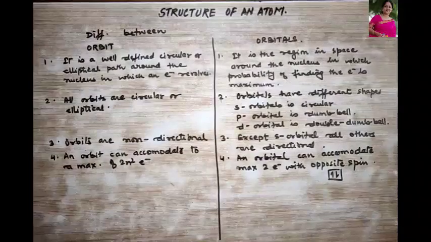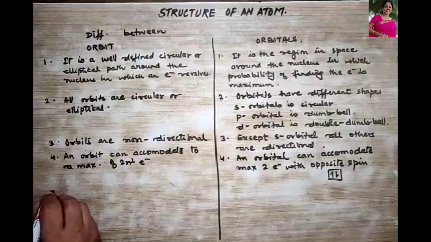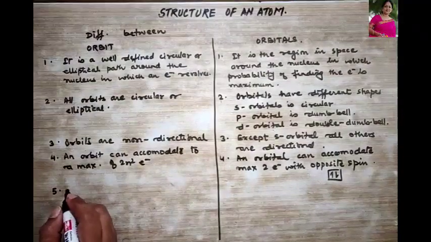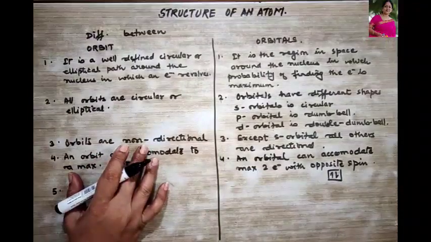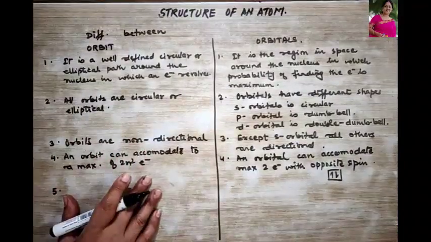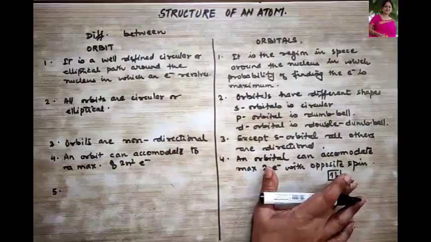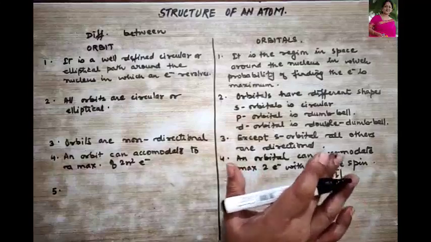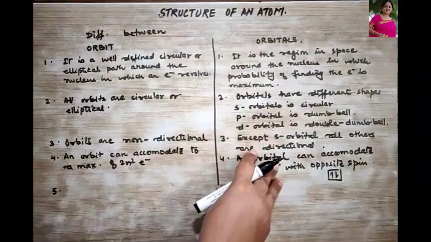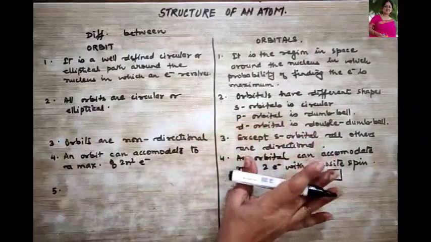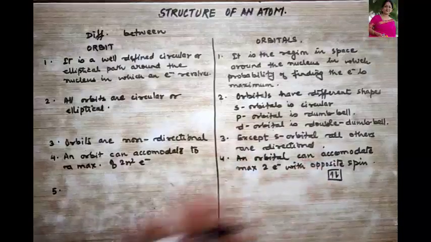So it can be shown like this. If you have seen it somewhere, this is what we are going to study from tomorrow. Then the fifth point of difference between the two: orbits give a definite path to an electron. Therefore, they are against the uncertainty principle, whereas orbitals do not represent a definite path. They just represent a region in space where there is probability of finding the electron, that is also anywhere. Thus, it is in accordance with the uncertainty principle.